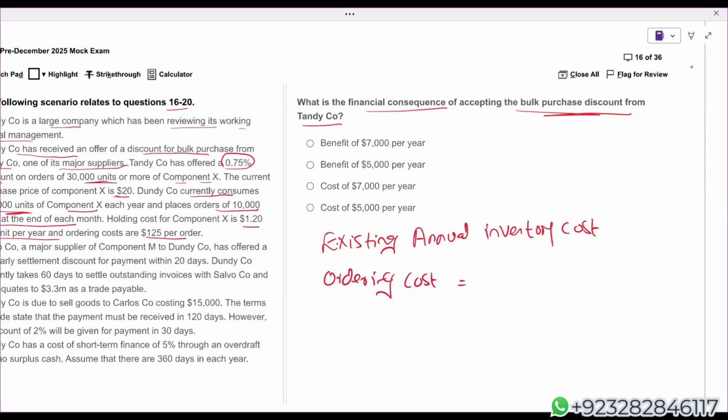Annual demand is 1,20,000 and current order size is 10,000. So logically, the number of orders will be 12. Per order cost is 125. Let me use the calculator. 12 into 125, I'm getting 1,500.